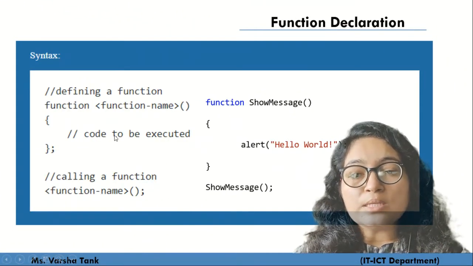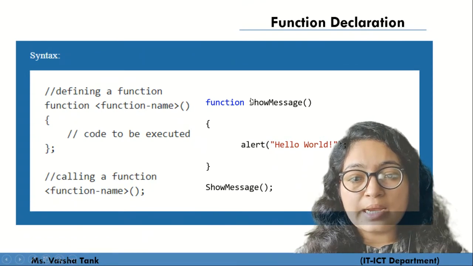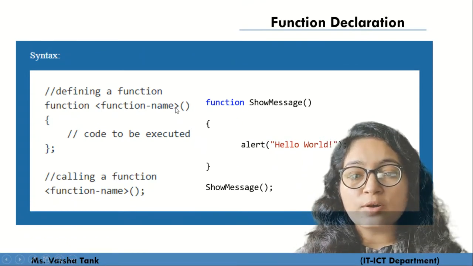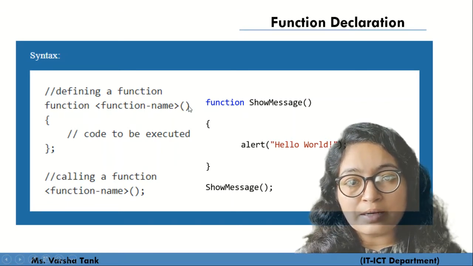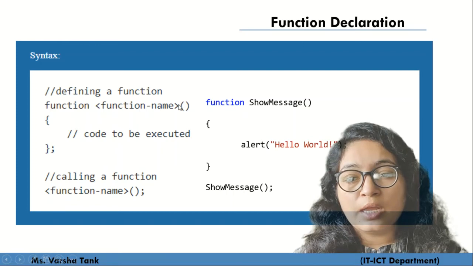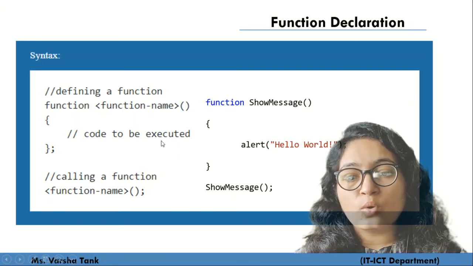Now here you can see this is the example syntax, which we have already seen: function, function name, and here the parameters. Here we don't have any parameter, just the name of the function, and here the code to be executed. Then calling the function, and the call should use the function name.